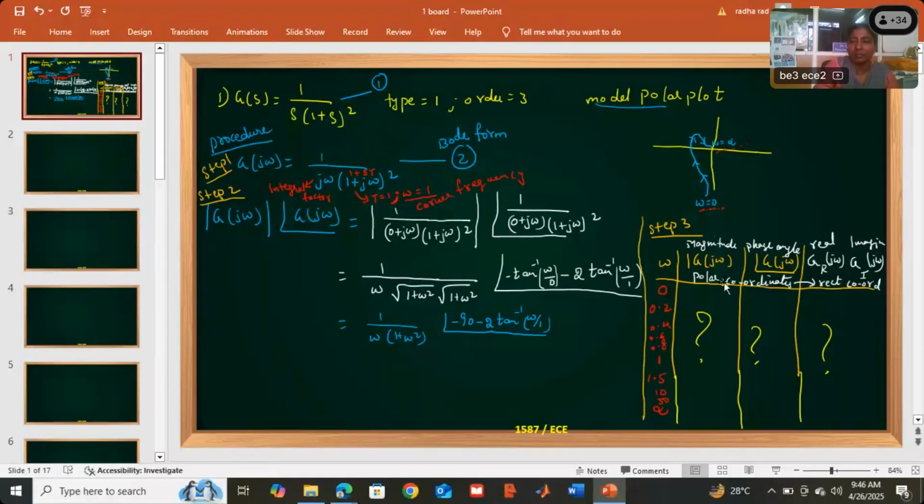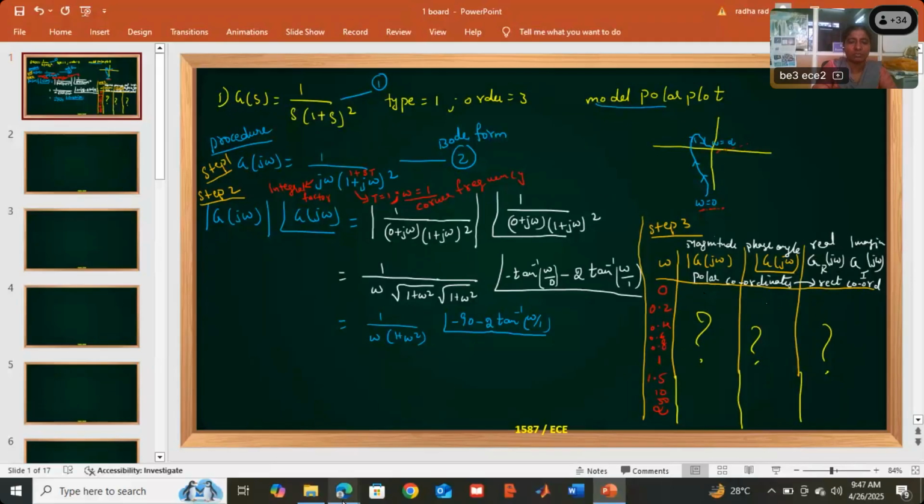Now, after calculating polar coordinates, use your calculators to convert them to rectangular. I have taught this in the E2 section classroom. You have that yellow color shift key. Shift, rectangle off. You have to operate the calculator: shift rectangle off, you give the magnitude comma phase angle, type equal to, and the real and imaginary part will come, so that you can fill up the values.